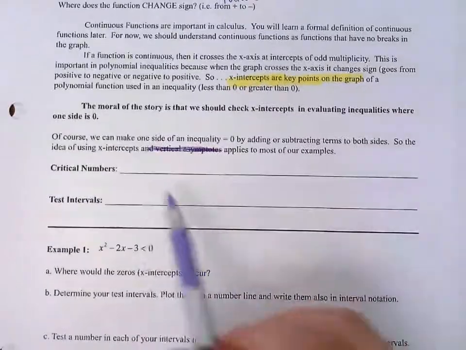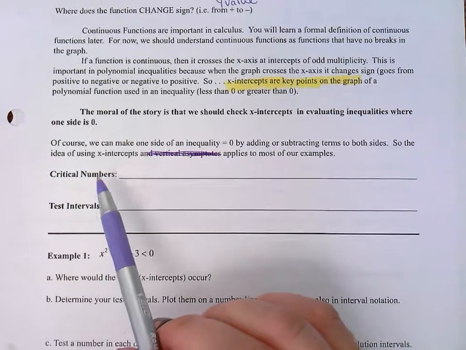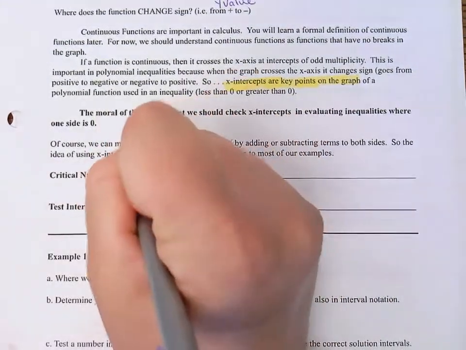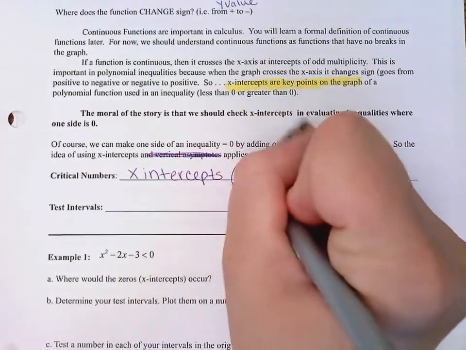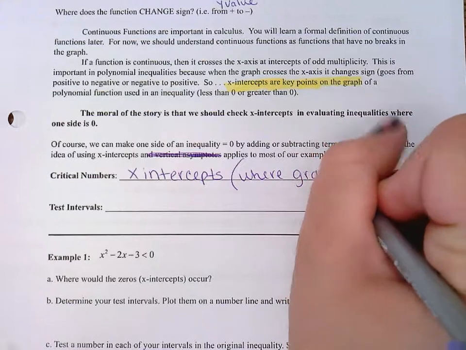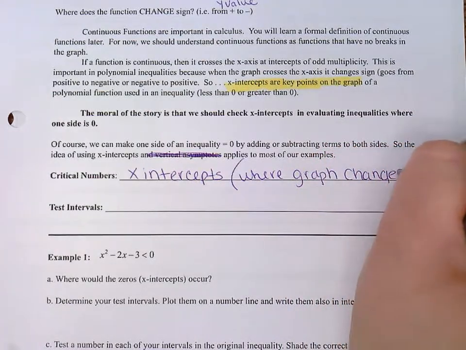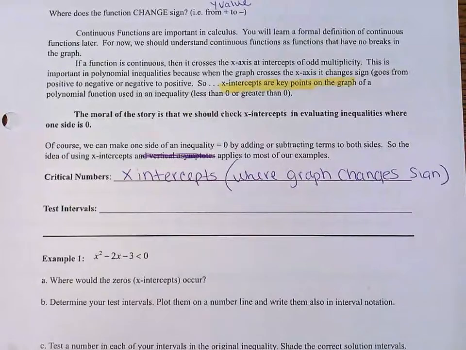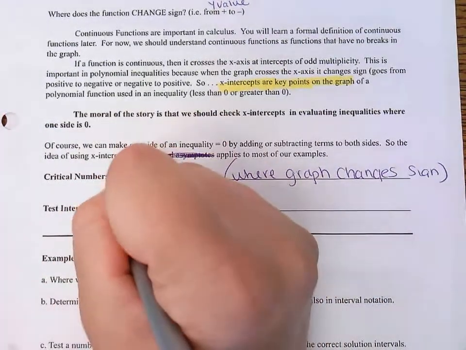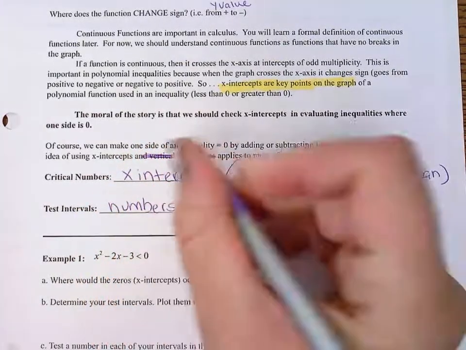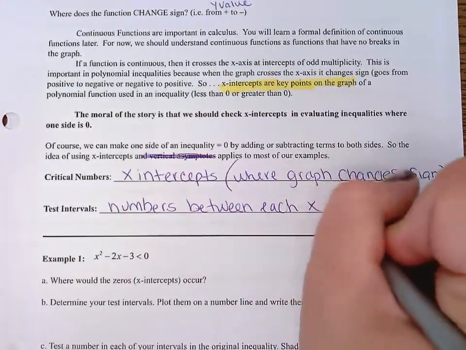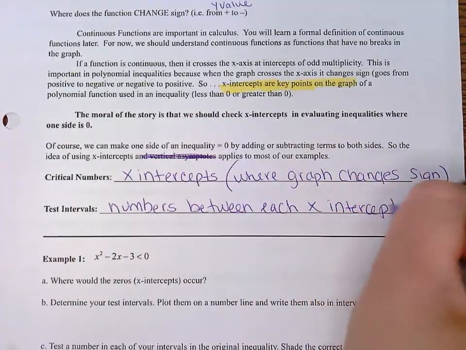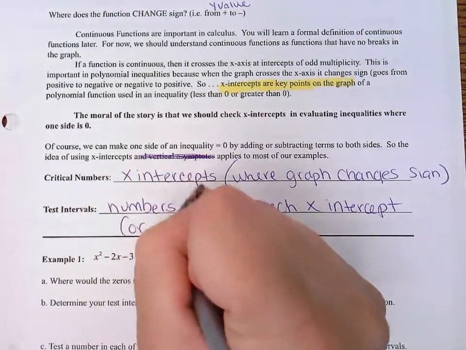There's something that we call a critical number. A critical number is just an x-intercept, because they are where the graph changes sign. And the test intervals are the numbers between each x-intercept or on the ends of the graph.